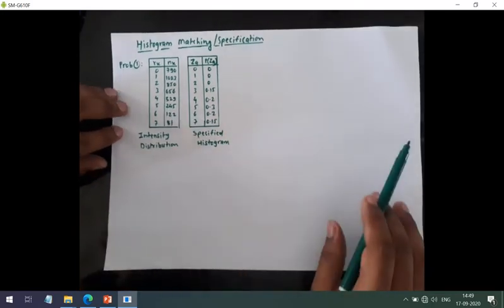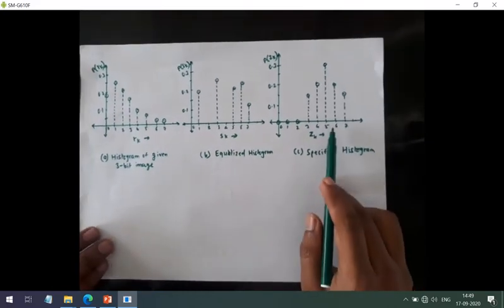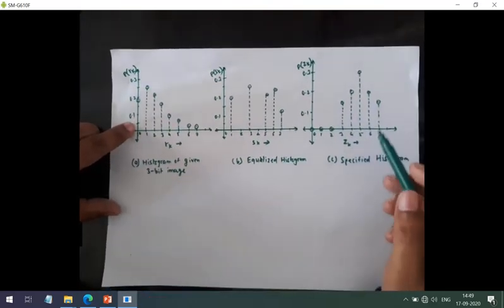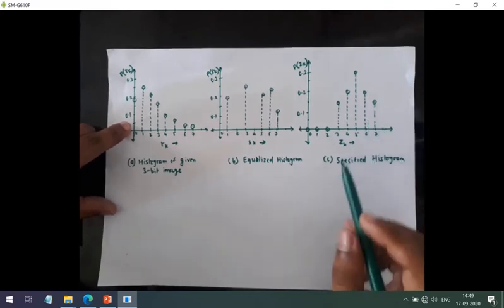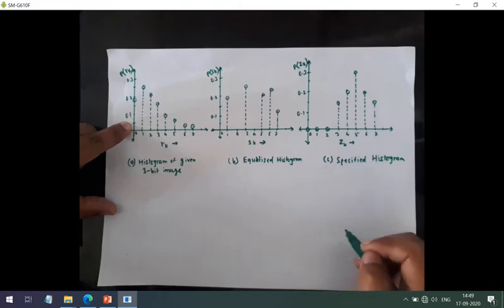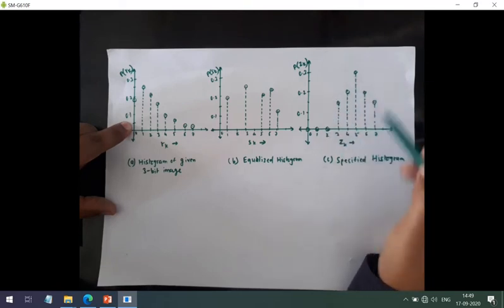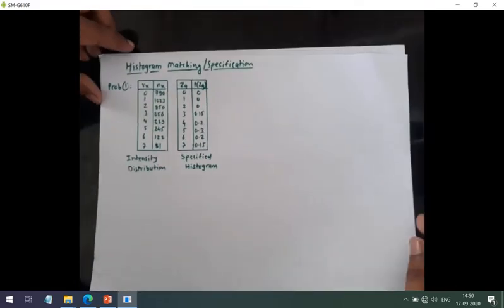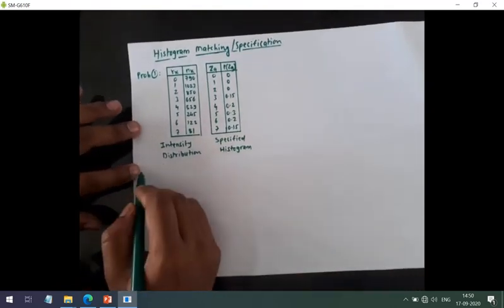If you plot the specified histogram, it will look like this. This is the histogram of our input image, and this is the specified histogram, so this is our desired histogram. The output that we will obtain, its histogram should be closer to this histogram. That is our aim. Now the first step of histogram matching is to apply histogram equalization. So first you have to apply histogram equalization. Now we will solve.